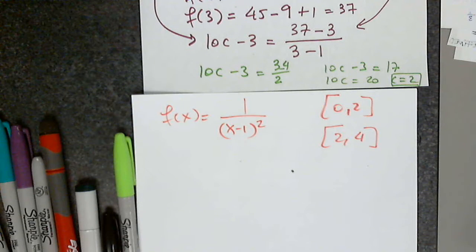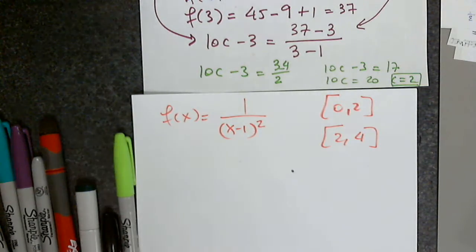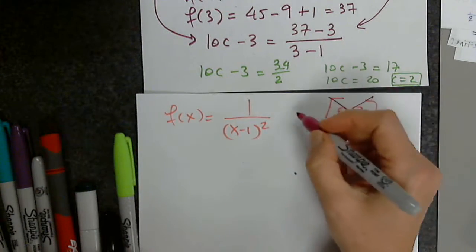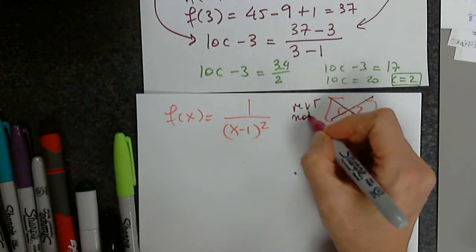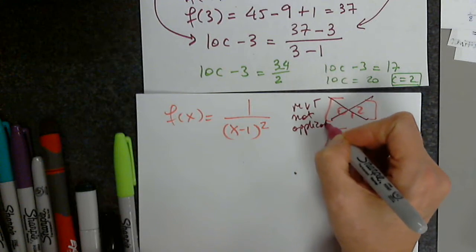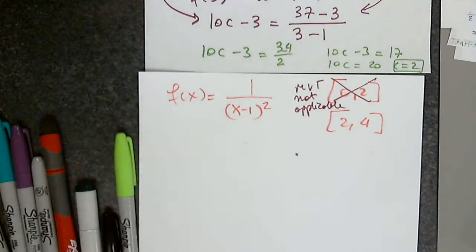Right. Which one? Right. The function is not continuous between 0 and 2. So the mean value theorem is not applicable here. Perfect. So now let's look at [2, 4].